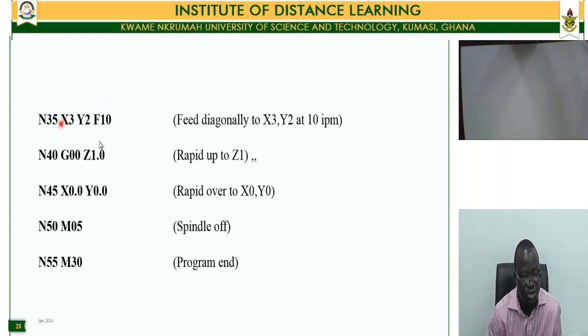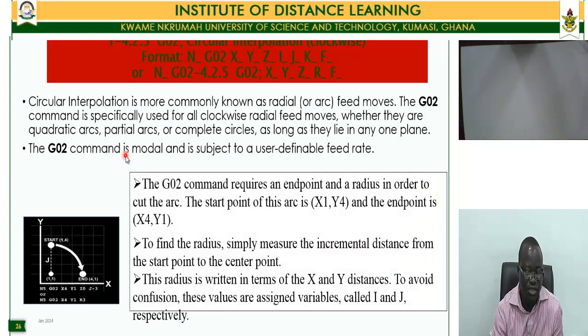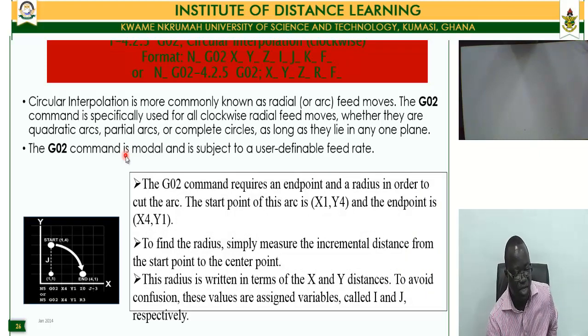Okay, now the next command we want to learn is the G02 command. The G02 is a circular interpolation in the clockwise direction. For a G02 command, basically you want the tool to actually cut in the form of an arc move. It's also a modal command. That is, if you give it, it is still active until it is cancelled by another command. Now, if you want to give the G02 command, it requires some information that you need to supply.